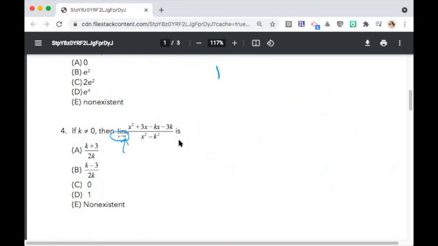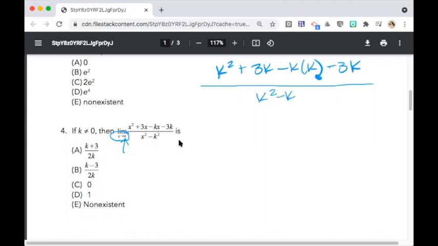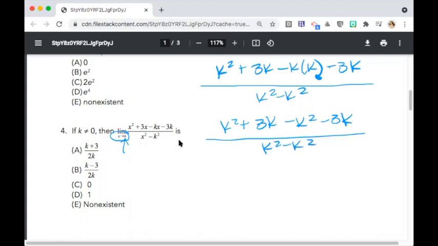So we're going to say k to the second power plus 3k minus k times k minus 3k, right? So we're changing all our x's to k. Then what you're going to see is you get k squared plus 3k minus k squared minus 3k all over k squared minus k squared. So this is going to give you 0, and this is going to give you 0. Boom. Whenever you get 0 over 0, that means you can use L'Hopital's rule, right?